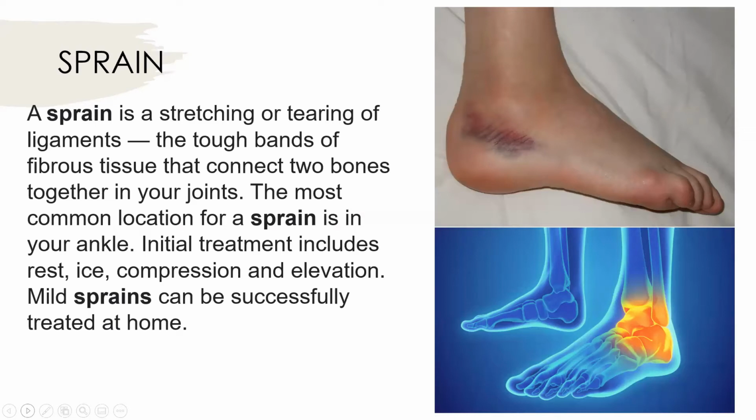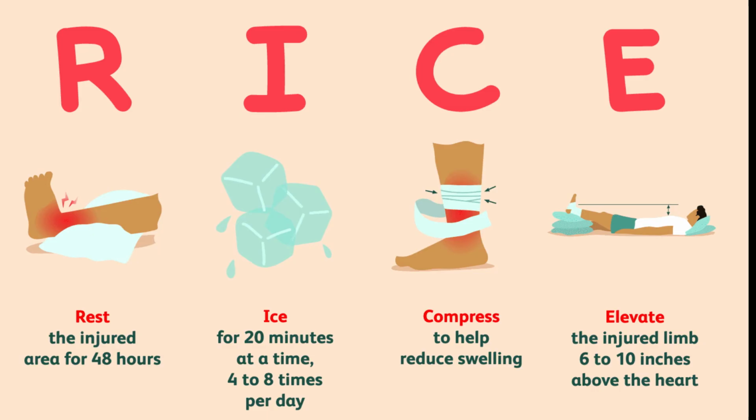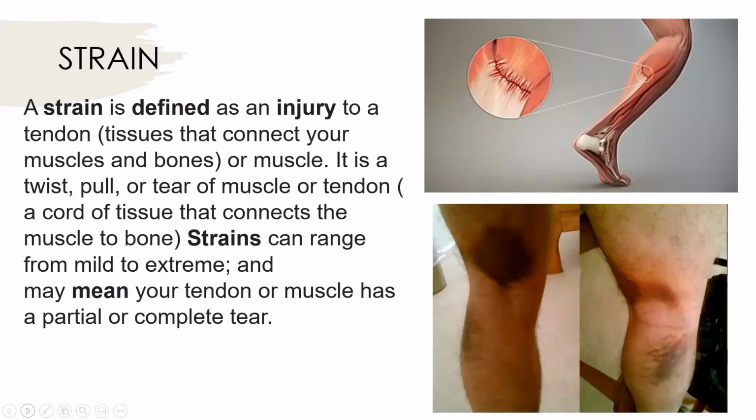Initial treatment includes rest, ice, compression, and elevation. Mild sprains can be successfully treated at home. Strain. A strain is defined as an injury to a tendon, tissues that connect your muscles and bones, or muscle. It is a twist, pull, or tear of muscle or tendon. Strains can range from mild to extreme and may mean your tendon or muscle has a partial or complete tear.